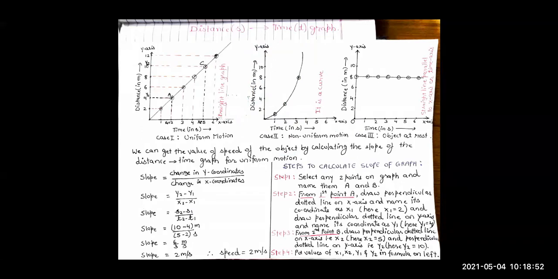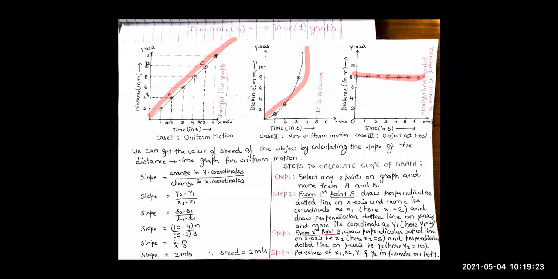Now children, from this distance time graph, we should get some information by seeing the graph line. If the graph line is like this, you will say, ma'am, it is uniform motion, right? If the graph line is a curved one, you will say, ma'am, it is non-uniform motion. If you get a straight line that is parallel to the time axis, the x-axis, it means the object is not moving. This information you are getting.